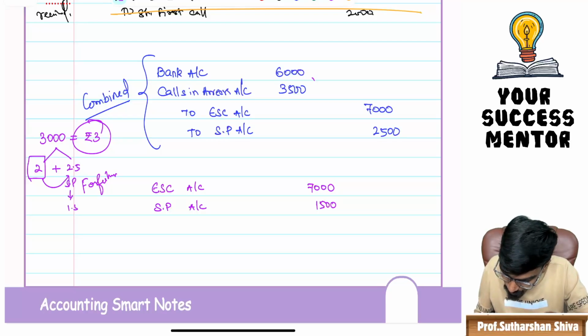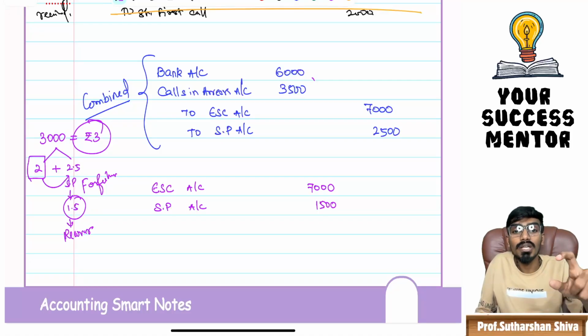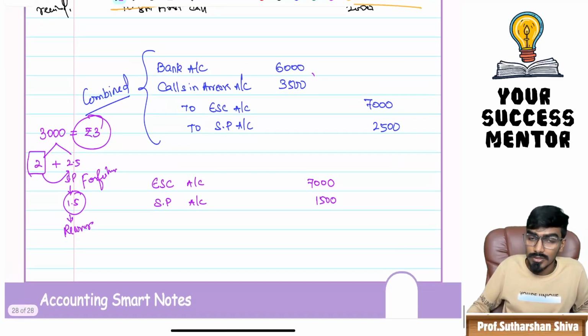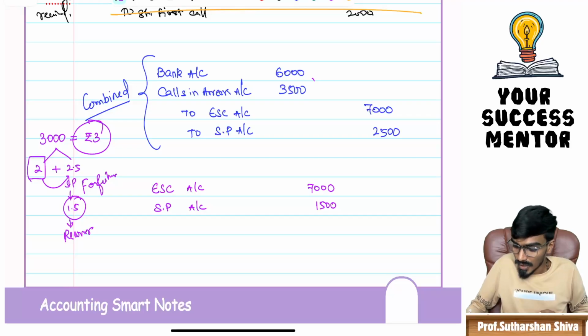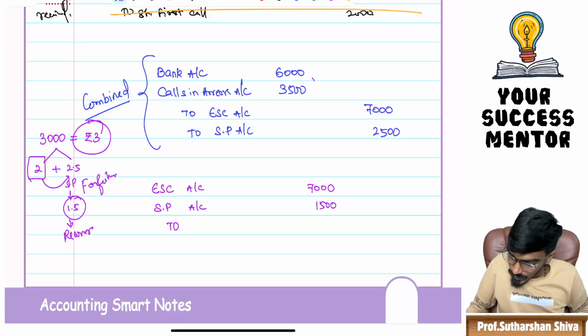So in securities premium, how much do I only want to recover? 1.5 per share. That 1.5 per share he is not paying. So securities premium is to be reversed to the extent of only 1,500. That is 1,000 shares into 1.5. You should not reverse it to the extent of 2,500 because already we have excess money. That excess money will be adjusted towards the securities premium. Are you able to understand? Yes, sir. So equity share capital account debit, securities premium account 1,500, calls in arrears 3,500.